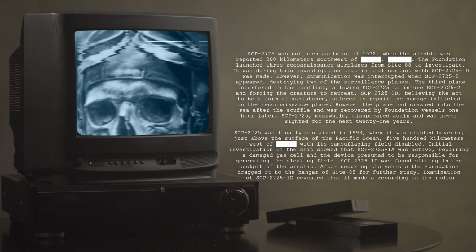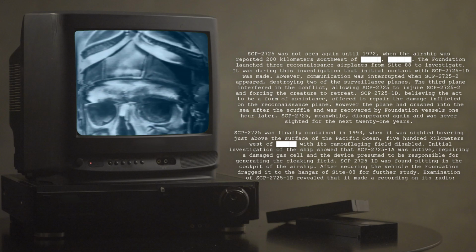1D, believing the act to be a form of assistance, offered to repair the damage inflicted on the reconnaissance plane. However, the plane had crashed into the sea after the scuffle and was recovered by Foundation vessels 1 hour later. SCP-2725, meanwhile, disappeared again and was never sighted for the next 21 years. SCP-2725 was finally contained in 1993 when it was sighted hovering just above the surface of the Pacific Ocean, 500 kilometers west of, with its camouflaging field disabled.